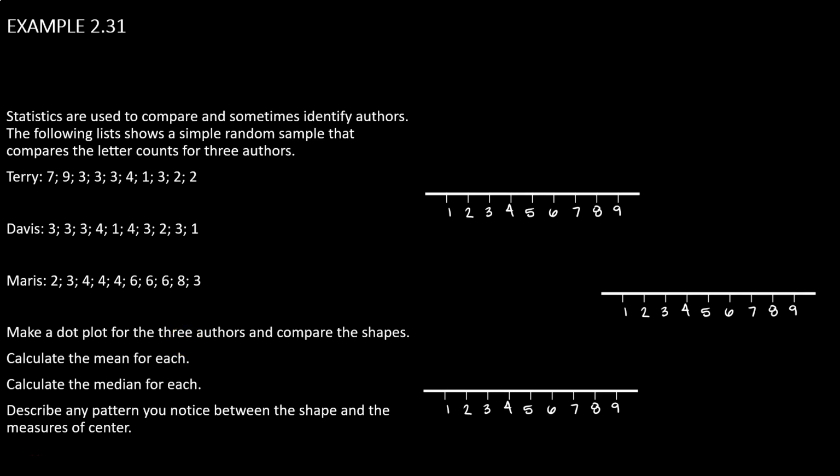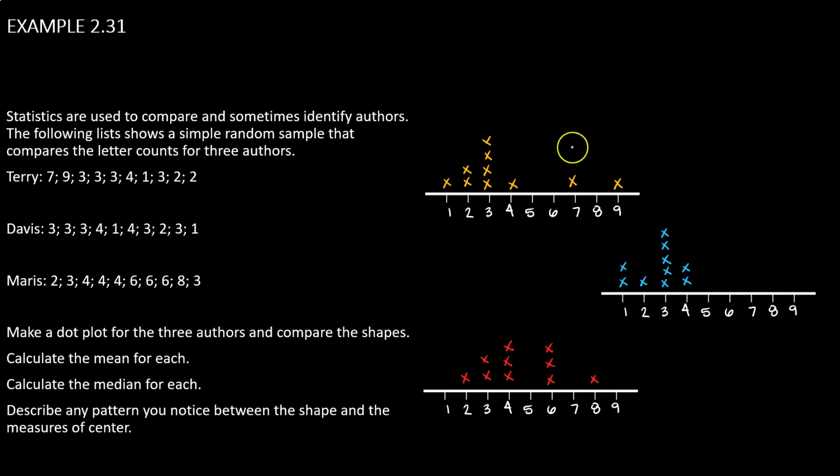Statistics can be used to compare authors. For example, we're looking at letter counts for 3 authors named Terry, Davis, and Morris. And if we create dot plots for each of the data sets from each author, we can look at the shapes of the data. Terry's data set is shown in yellow.